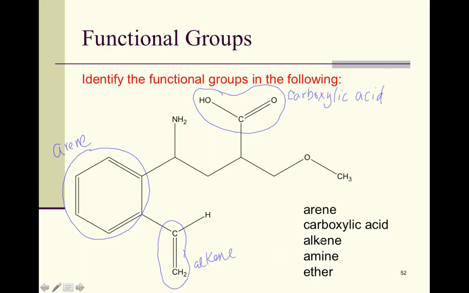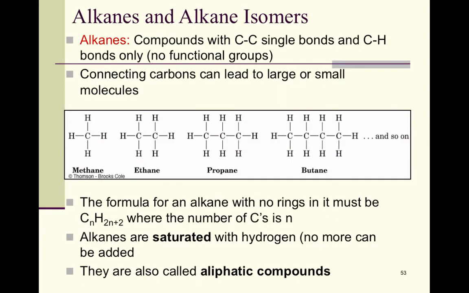And amine, right here, this is my amine. It goes down to the R group, pretty complicated R group. And ether is this group right here. We have an R group here that happens to be a methyl group, and the R group on the other side is big and complicated, but it's still considered an ether. How'd you do? So we're going to go ahead and take a look at alkanes and then also alkane isomers.